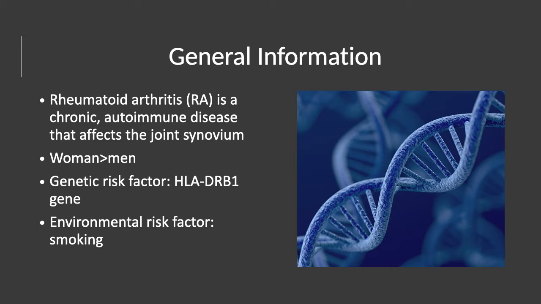RA has a large genetic risk factor. This is caused by the HLA-DRB1 gene. This gene is part of a class of genes known as human leukocyte antigens. These genes help distinguish between the body's own proteins and foreign ones. A mutation in this gene can cause the body to attack its own proteins. A person with this gene is 5 times more likely to develop RA. This gene also plays a role in other diseases such as multiple sclerosis.